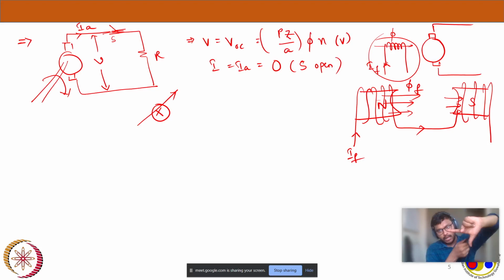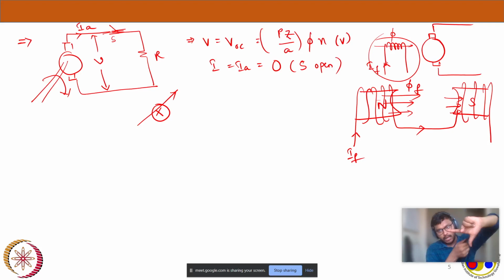Now we know the direction of electromagnetic torque. Let's say we have a four-pole machine running at some n rps. The conductor under the influence of the north pole will have the cross convention, and the conductor under the south pole will have the dot convention. Here also we will follow the same approach. Take any single conductor and calculate the force that the single conductor is experiencing.